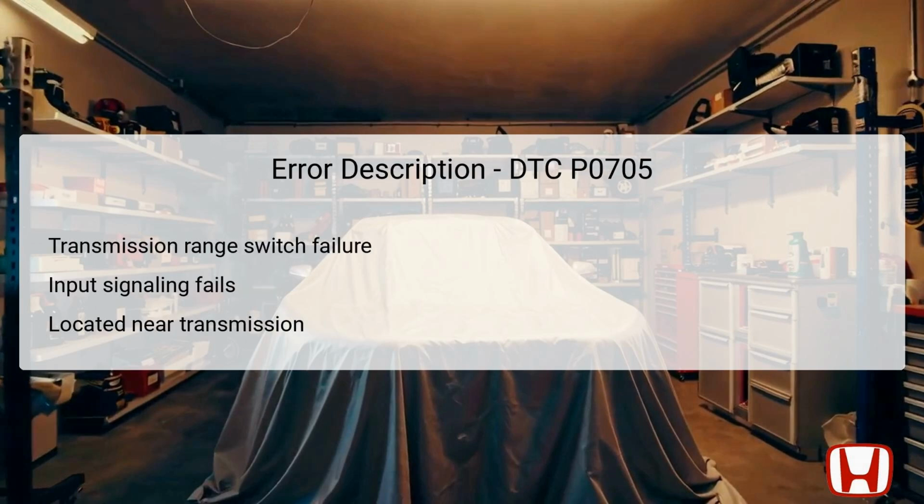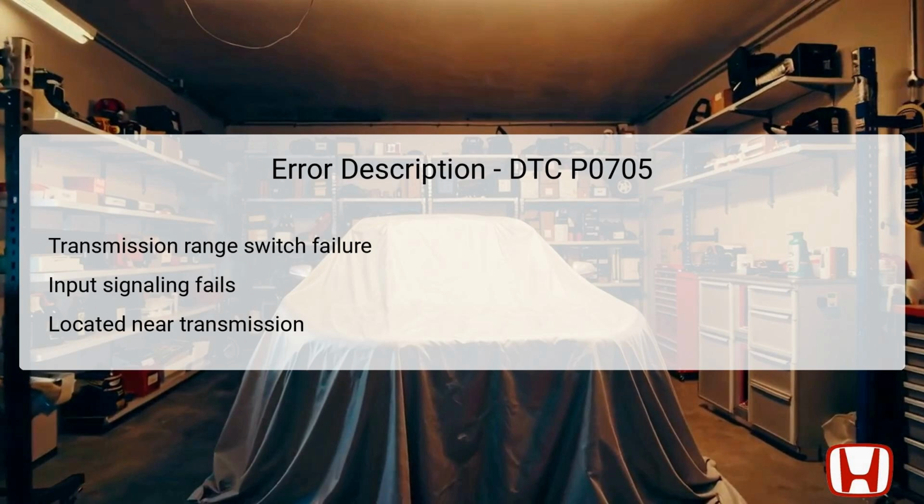The DTC P0705 indicates that the transmission range switch is malfunctioning. This switch, located near the transmission, is essential for translating the shift lever's position into electrical signals that inform the PCM about the selected gear.